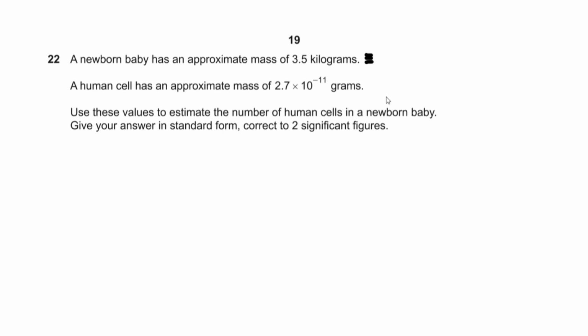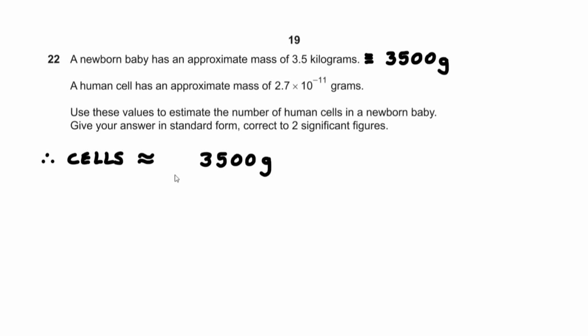So to go from kilograms to grams, I need to multiply by 1000. So the 3.5 kilograms is the same as 3,500 grams. So therefore, for us to work out the number of cells, well, we have to do 3,500 grams divided by 2.7 times 10 to the negative 11 grams.